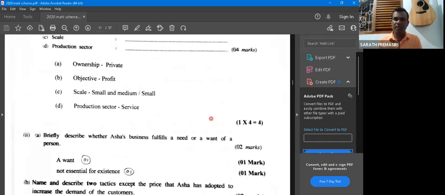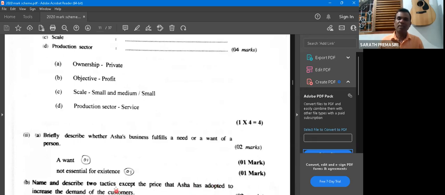The other one is place. Place is also an important marketing strategy. And then the other one is product. You see, differentiating the products, and then adding some options to the product and changing the shape of the product. And then promotion. Maybe advertising, maybe after sales services, whatever. Maybe sometimes mobile marketing, those types of strategies are used. Name and describe 2 tactics except price strategy.